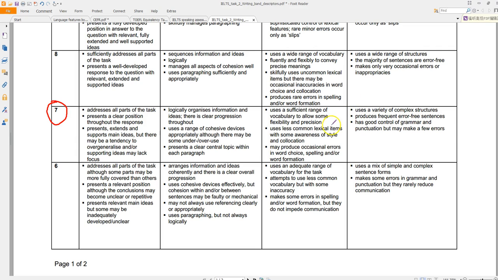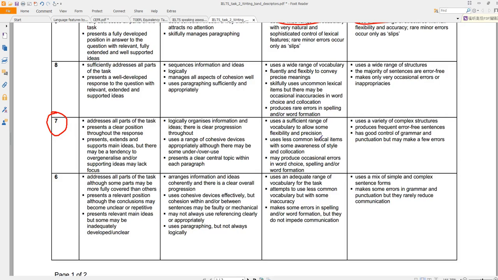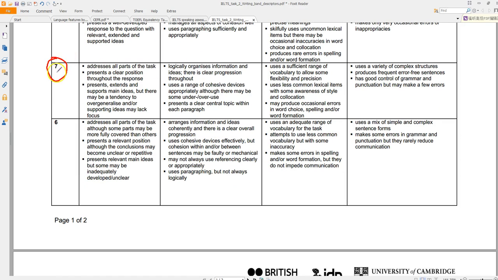Again, grammar and vocab, we'll take a look at those in a second, but aside from that, if we look at the criteria table, the official British Council, University of Cambridge, we look at the cohesion, coherence and task achievement. For this band score, we need a clear central topic, one main idea, we need a clear progression, we need a logical organisation of information and ideas, we need to present, extend and support the main ideas. Clear position throughout the response.